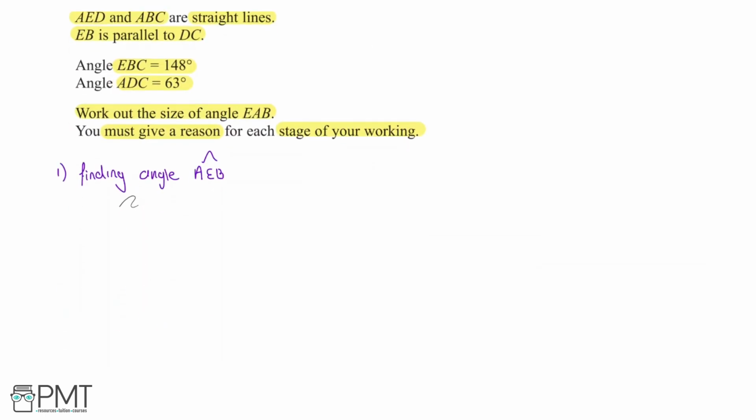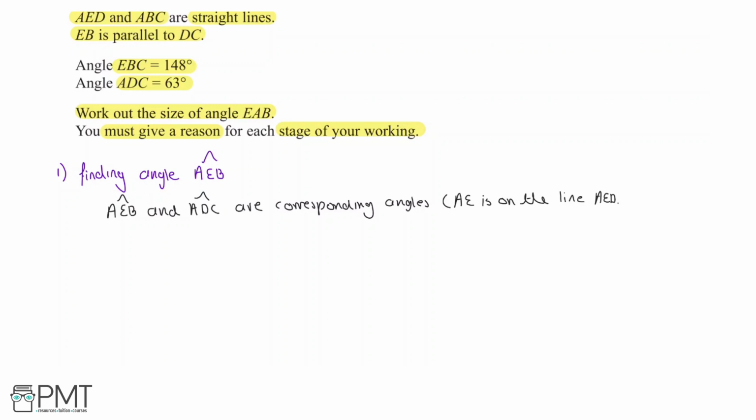So what we can say is AEB and ADC are corresponding angles, and this is because AE is on the line AED, and EB and DC are parallel. That is the criteria that are needed for two angles to be classed as corresponding.